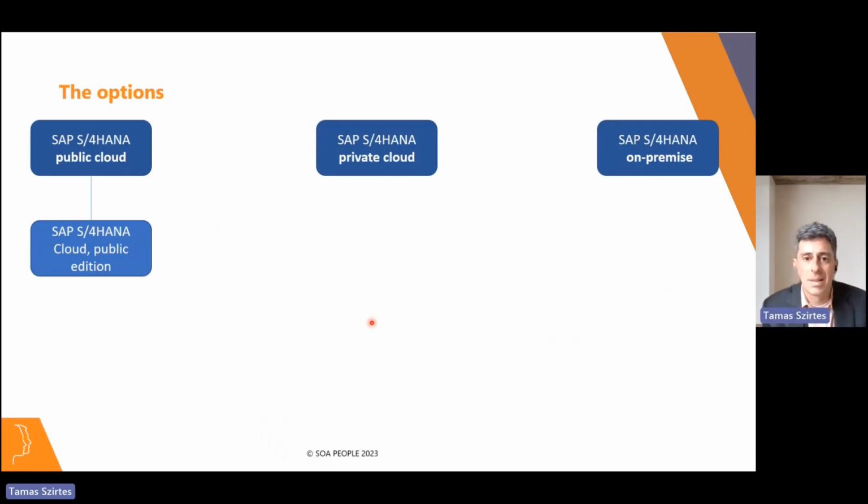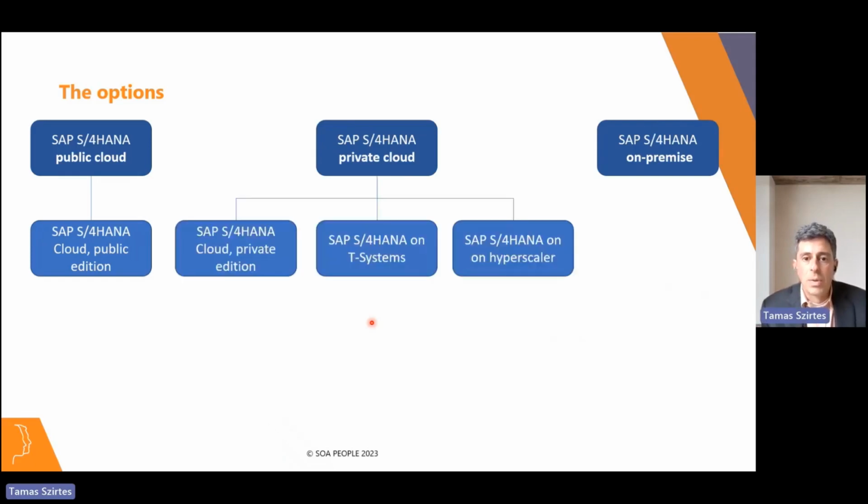It's a multi-tenant system. This is what it used to be called before. And that's quite straightforward. When it comes to private cloud, there are many ways to get a private cloud system. One option is to get it from SAP. Then it's called S4HANA Cloud Private Edition, but it could also be provided by a hosting company, a specialist, an SAP provider.